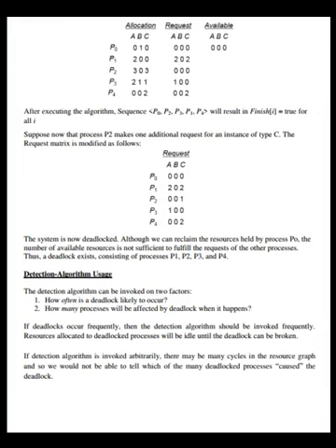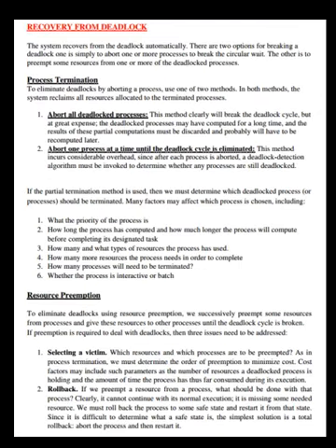If deadlocks occur frequently, then the detection algorithm should be invoked frequently. The resources allocated to deadlocked processes will be idle until the deadlock can be broken. If the detection algorithm is invoked arbitrarily, there may be many cycles in the resource graph, and so we would not be able to tell which of the many deadlocked processes caused the deadlock.